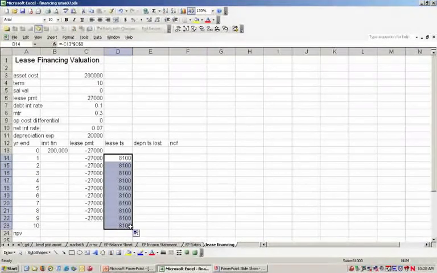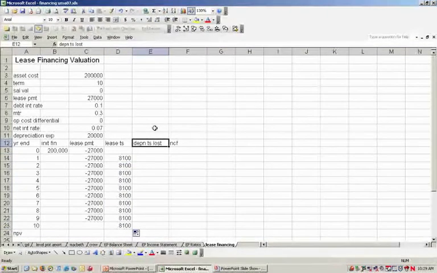Now, if the firm leases instead of buying the asset, the firm does not get to record depreciation expense on its income statement. And so the firm loses the depreciation tax shield, or tax reduction. Hence, the depreciation tax shield lost is a differential cash flow between the buying and the leasing options. And we have to take it into account in our lease financing valuation.